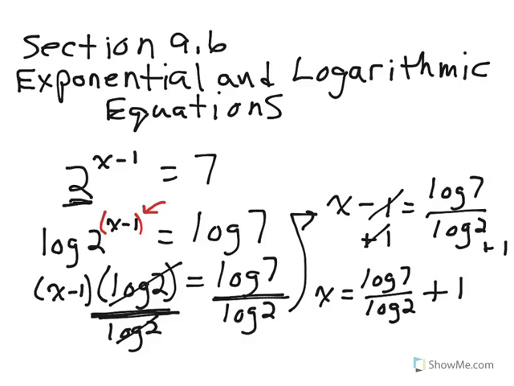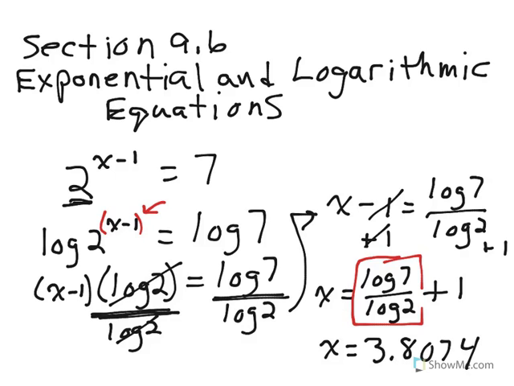Type this into your calculator to find out what that quotient is, and don't forget to add the 1, and we get x is approximately 3.8074, rounded off.